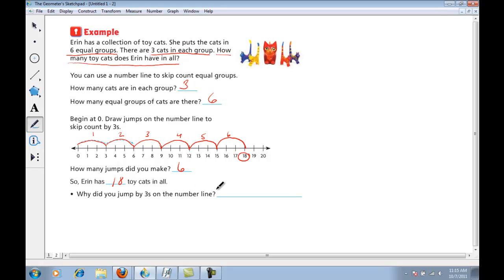And why did we jump by 3s on the number line? That's a good question. Well, it must be because there are 3 cats in each group. Now it's your turn to try some of these.